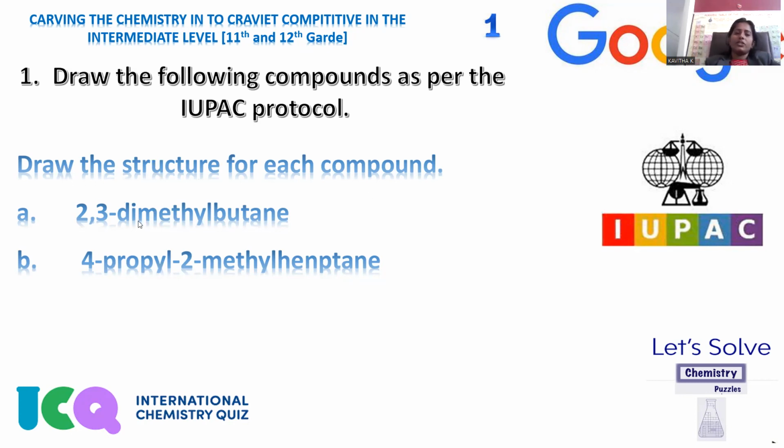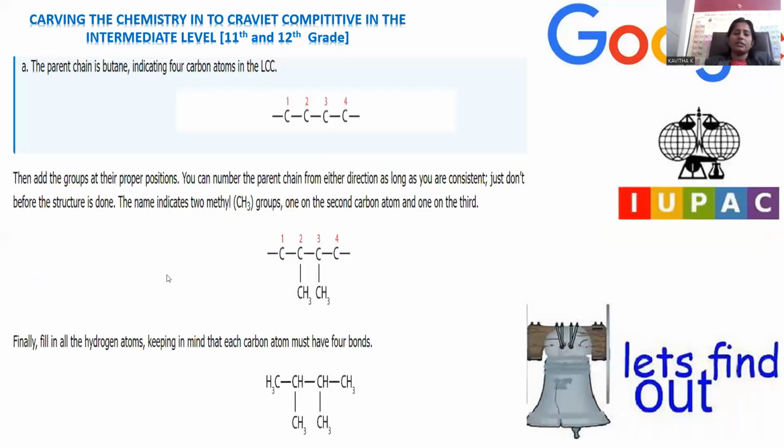Draw the structure for each compound: 2,3-dimethylbutane, and second is 4-propyl-2-methylheptane. Sorry, heptane to be taken. Okay, so second compound is heptane, first compound is butane. Let's see how we can draw this.